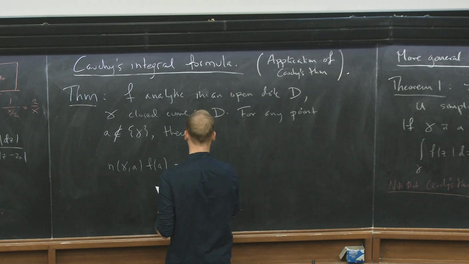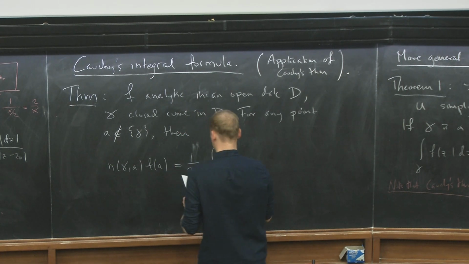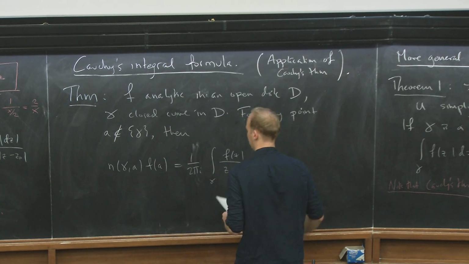Okay, so 1 over 2 pi i, integral along gamma of f of z over z minus a dz.